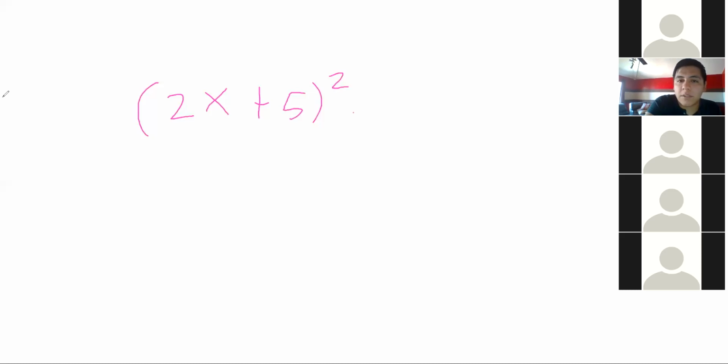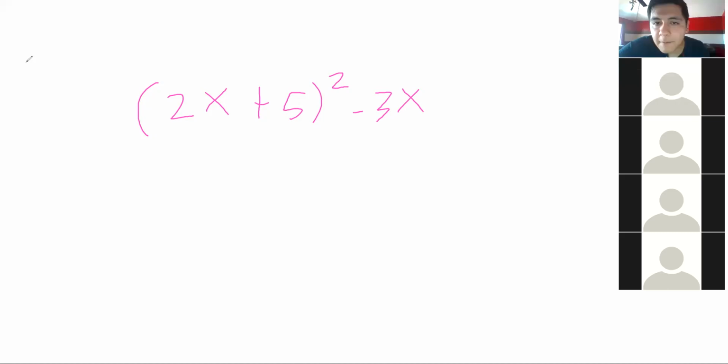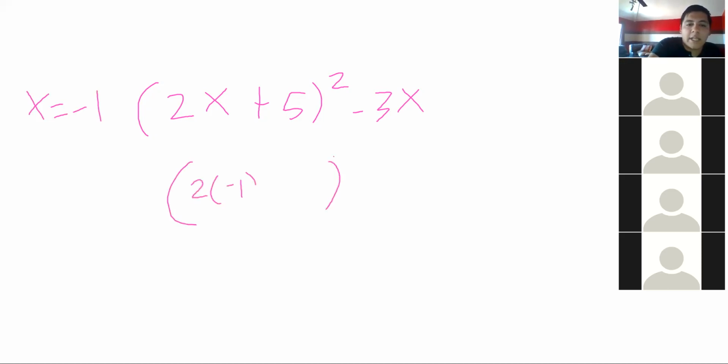So let's see. This is the next one. Which one was group 2? Okay, so (2x plus 5) squared minus 3x. Is that what we got? Yes. And x equals -1. So we're going to plug in -1 wherever we see an x. Okay, so how do we solve this?